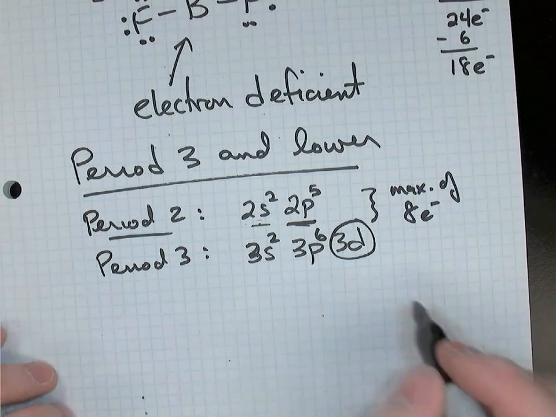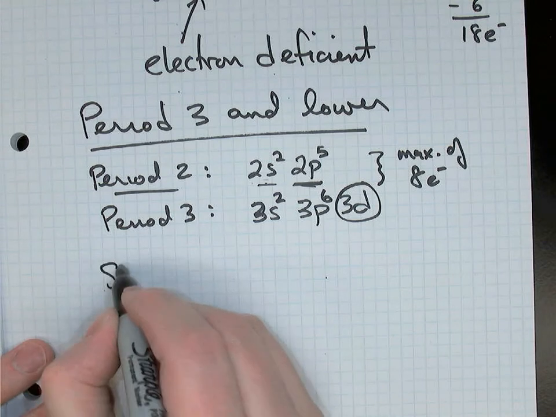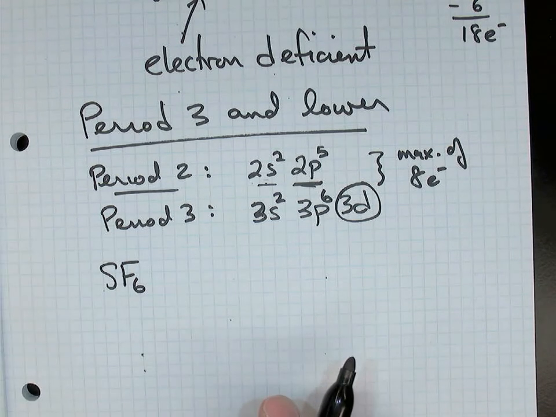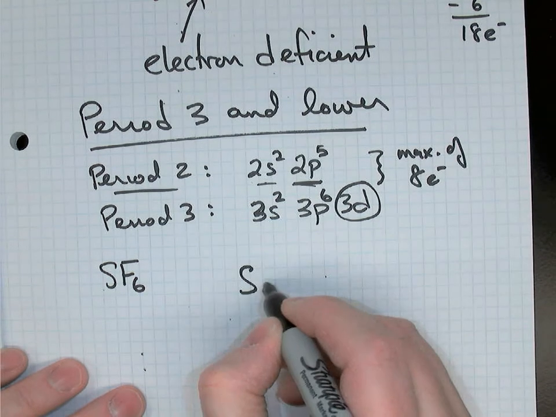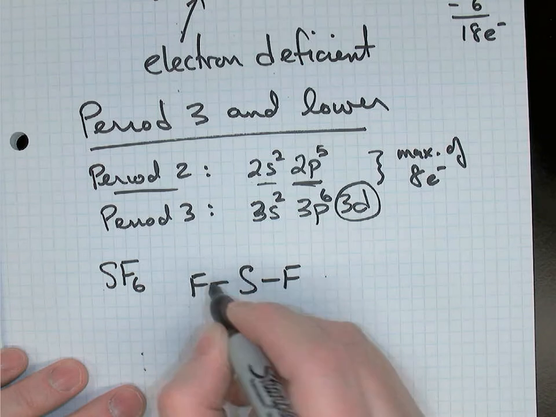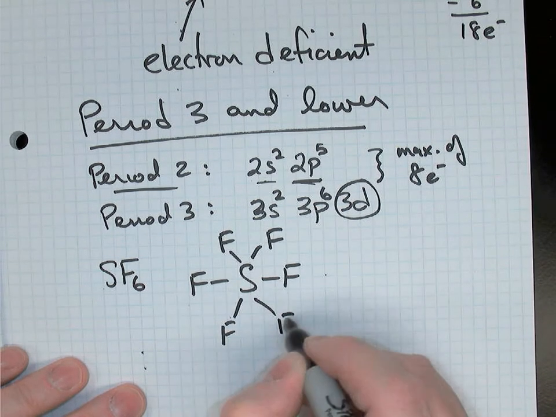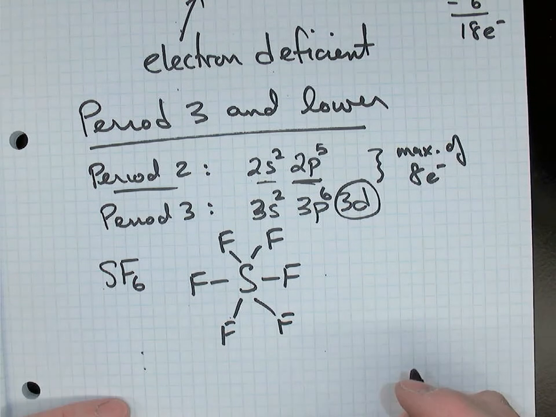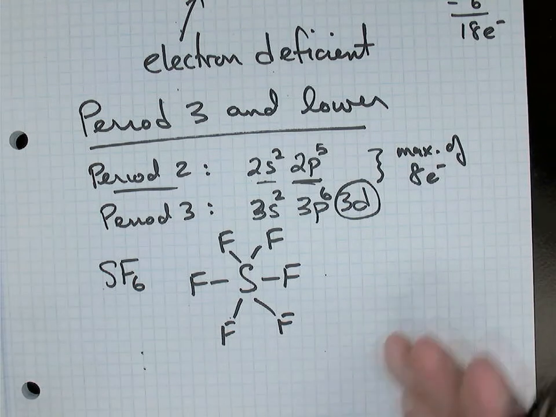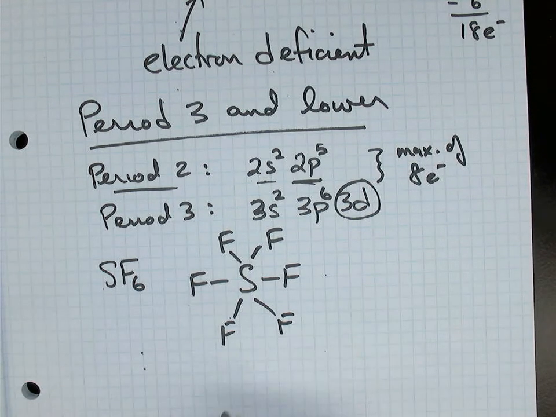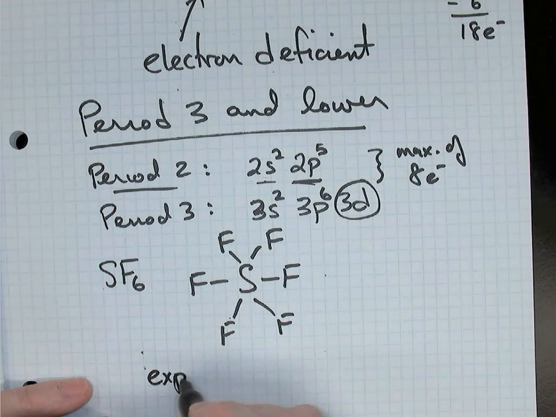A simple example of this, a very common example, would be SF6, sulfur hexafluoride. If you try drawing its Lewis diagram, sulfur with 6 fluorines around it, you see right away that we have a problem. Sulfur has 12 electrons right now around it, and there's no way to connect the 6 fluorines to the sulfur without giving more than 8 electrons. So we say here that sulfur has an expanded octet.